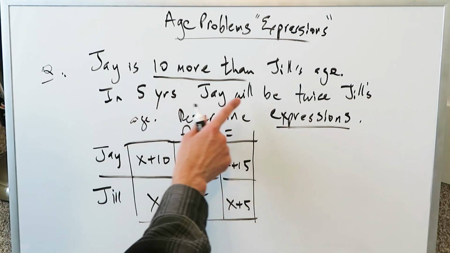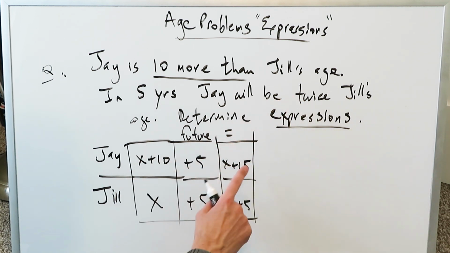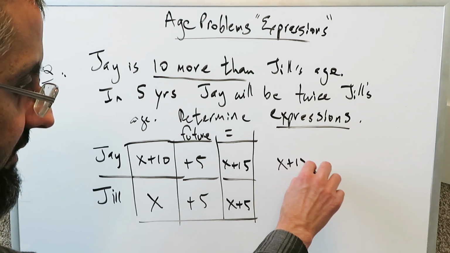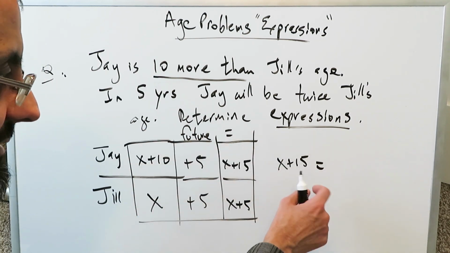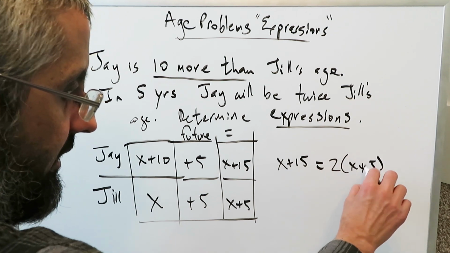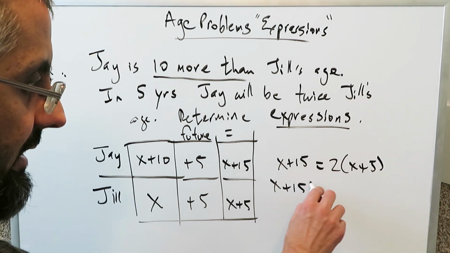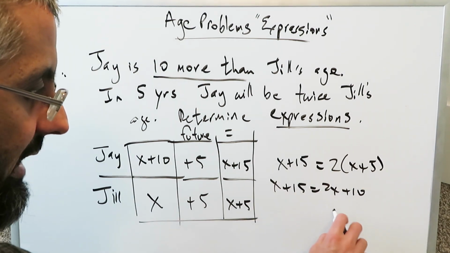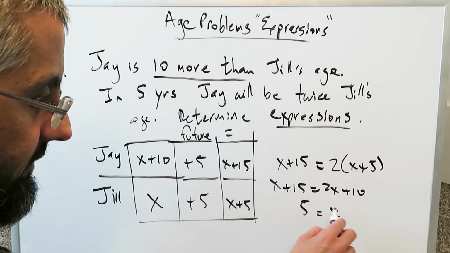Now these two items will help you get to your final expression, which is the algebraic expression we have to determine. In 5 years, J will be twice Jill's age. This person will be twice this age. It will be x plus 15, where 'will be' is synonymous with equal, twice Jill's age. And that's exactly how you would do it. X plus 15 is equal to 2x plus 10. And then you can do x is equal to 5.